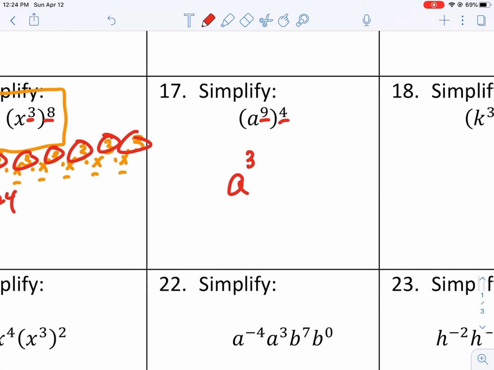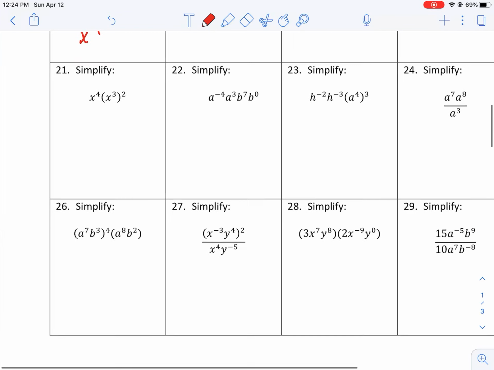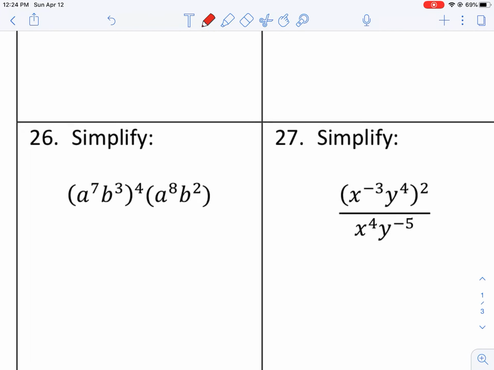So a to the 9th raised to the 4th power. 9 times 4 is a to the 36th power.